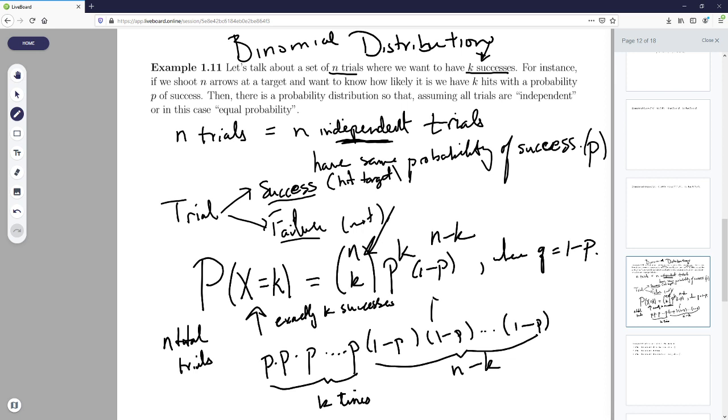So why do we have this combinatorial term in front? Why do we have an n choose K? The answer is we want to know how many possible different ways we can get K successes and n minus K failures if we're allowed to jumble these up.